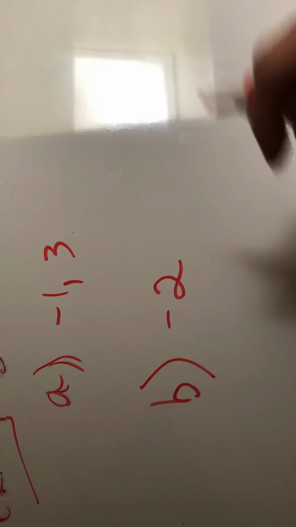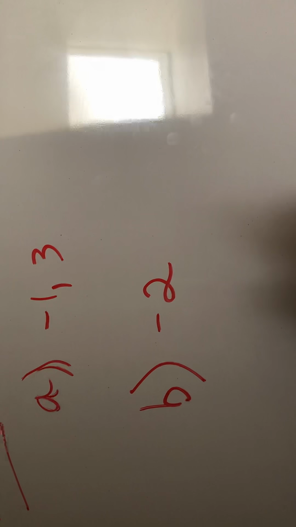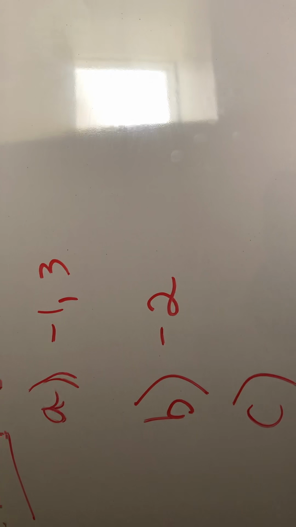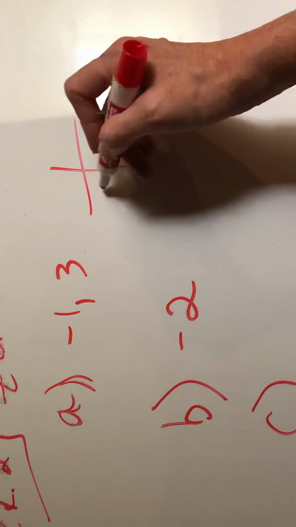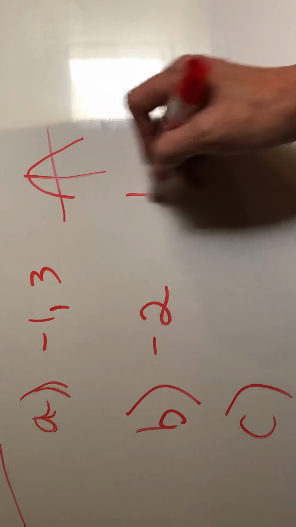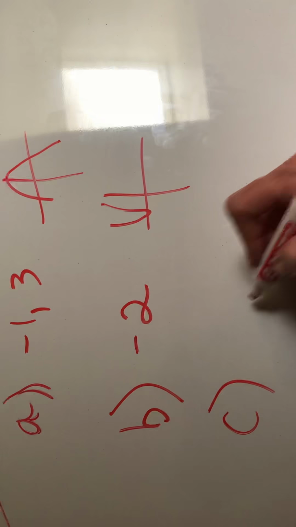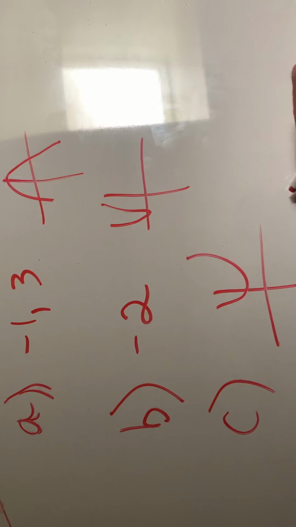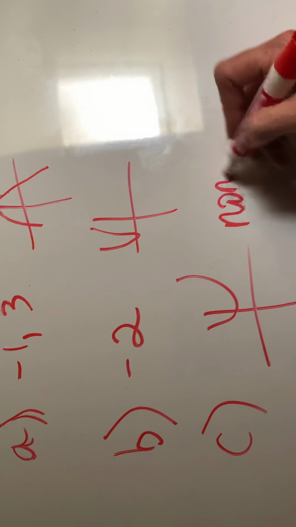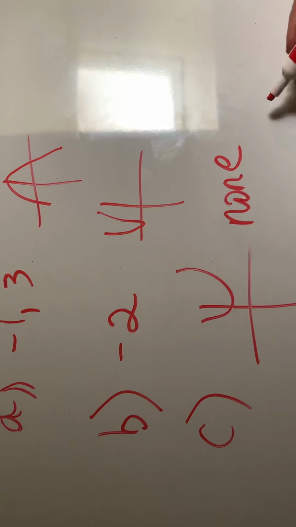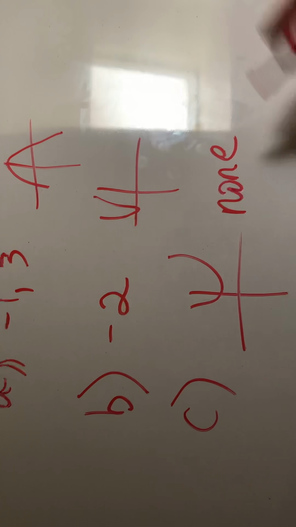On B, it touches the x-axis at -2, so that's my (-2, 0). On C, it doesn't touch the x-axis at all, okay? So like on A, it looks something like this. On B, it touched at -2. On C, it doesn't touch at all. So there are no x-intercepts. There are no zeros because it doesn't cross or touch the x-axis.